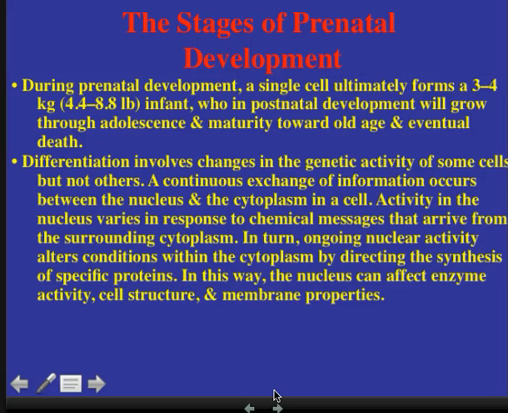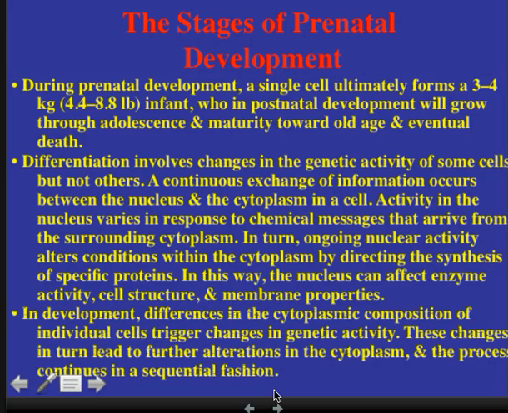Activity in the nucleus varies in response to chemical messages that arrive from the surrounding cytoplasm. In turn, ongoing nuclear activity alters conditions in the cytoplasm by directing the synthesis of specific proteins, and in this way, the nucleus can affect enzyme activity, cell structure, and membrane properties. In development, differences in the cytoplasmic composition of individual cells triggers changes in genetic activity, and these changes in turn lead to alterations in the cytoplasm, and the process continues in a sequential fashion.